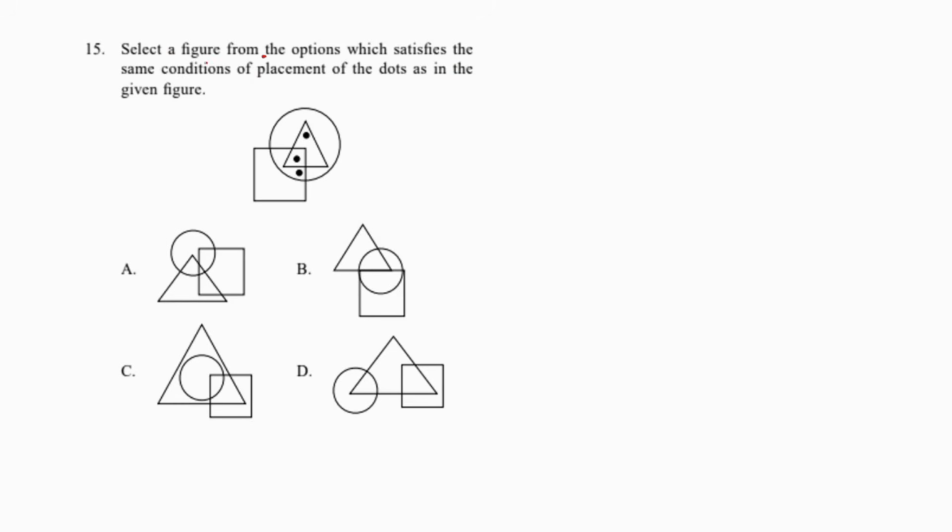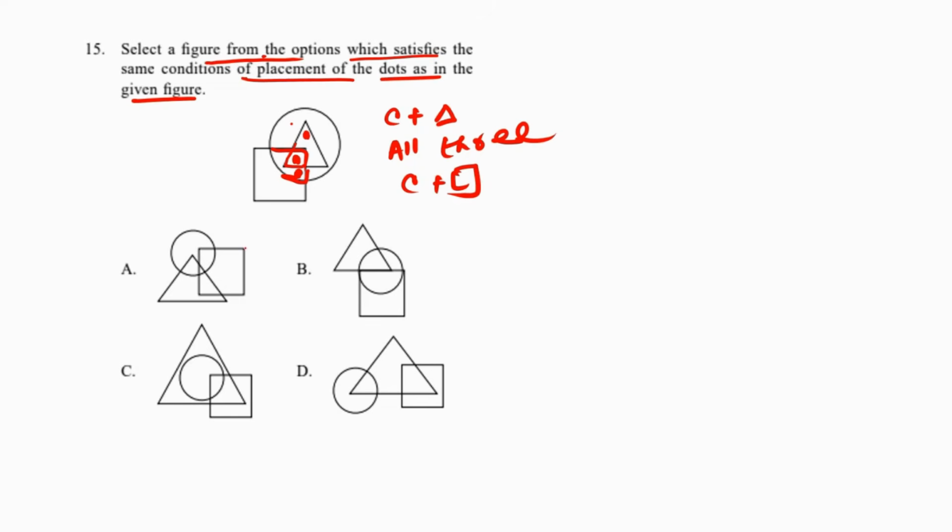Next, question number 15. Select a figure from the options which satisfies the same conditions of placement of dots as in the figure. Let's first check out the dots. The first dot is circle plus triangle. The second dot is all three overlapping: triangle, circle, and square. And the last one is just the circle and square overlapping. So in option A, do we have all three overlapping? Yes. There's a circle and square overlapping, yes. There's a circle and triangle overlapping, yes. So option A is the answer.